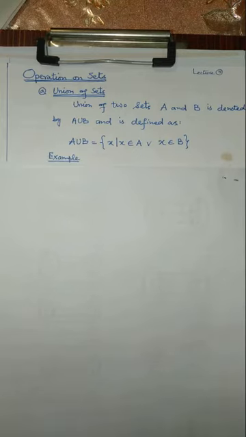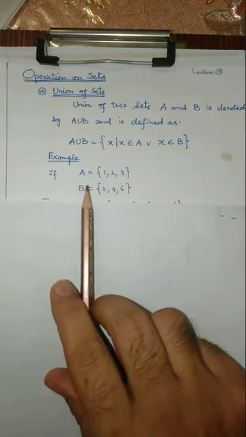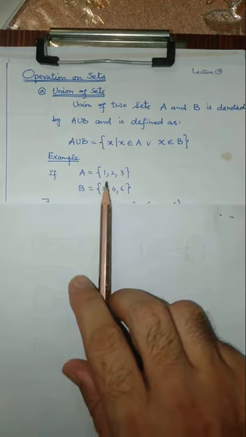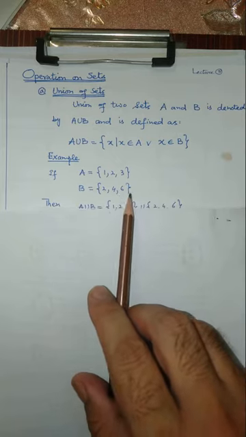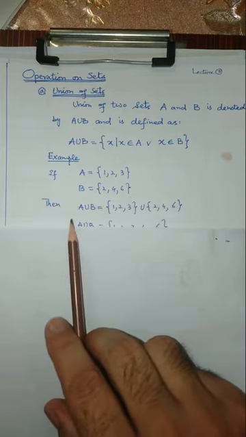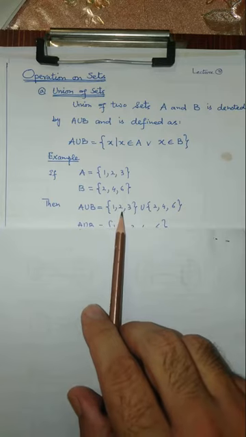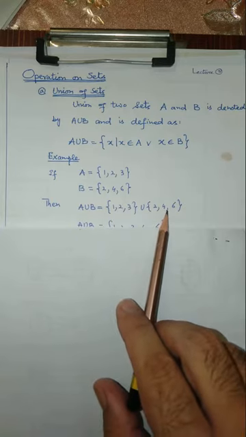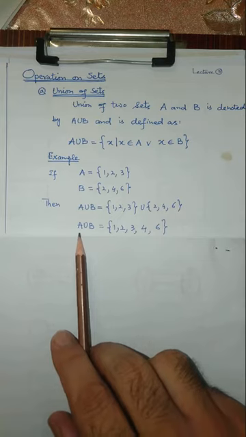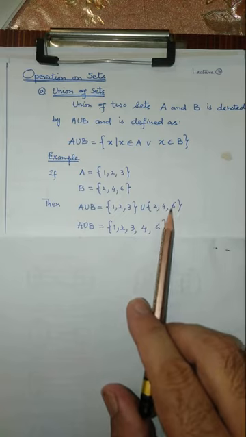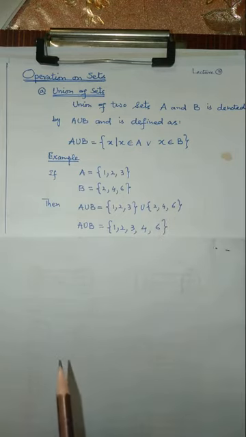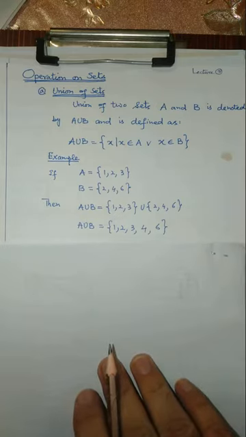How can we find union? Union means combining two sets. For example, if we have a set A which has elements 1, 2, 3 and another set B which has elements 2, 4, 6, then A union B is equal to, first we write set A, then union, then set B. Now combining these two sets, A union B is equal to 1, 2, 3, 4 and 6. Combining, all repeated elements can be written one time.